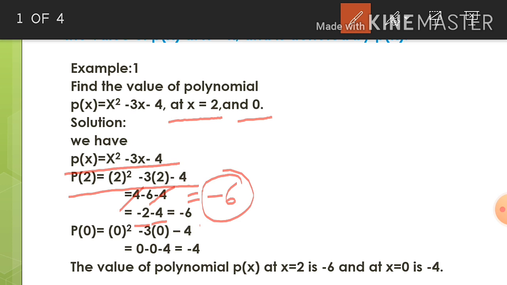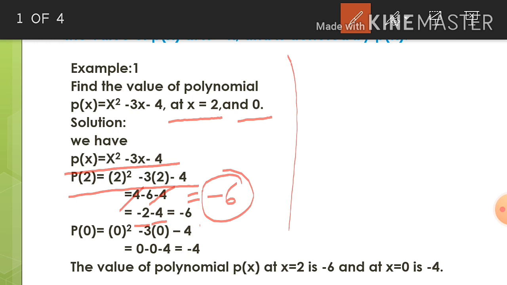So the value of the polynomial p of x equal to x square minus 3x minus 4 at x equal to 2 is minus 6. Now let us take another part, that is p of x equal to x square minus 3x minus 4 at x equal to 0. We have to find out the value of the polynomial at x equal to 0. That means we have to replace the given value of x in the polynomial x square minus 3x minus 4.